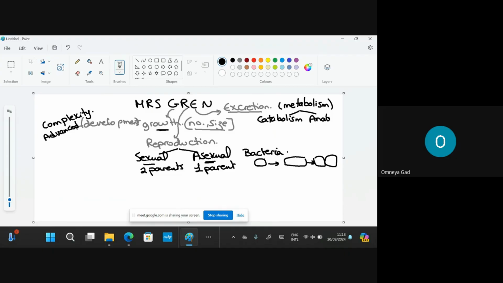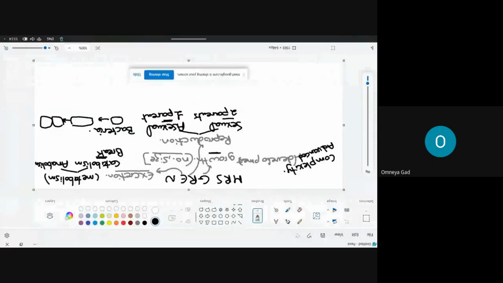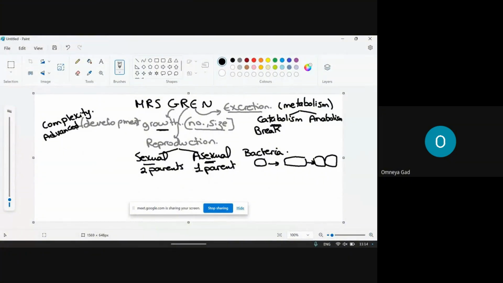So when your body is going, for example, to break down substances, katakasar, break down, this will be catabolism. So when your body is going to digest materials, this digestion is going to be a catabolic way of digestion.